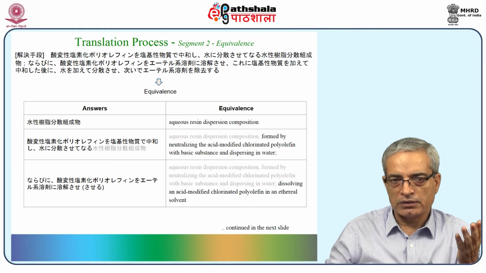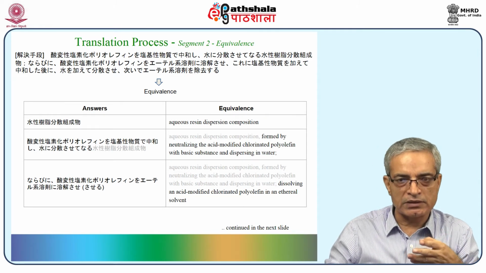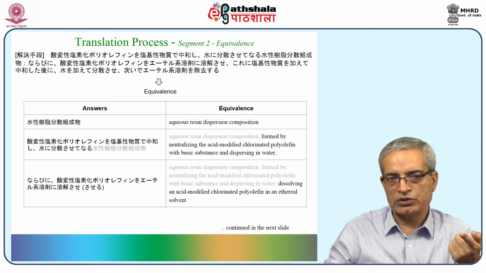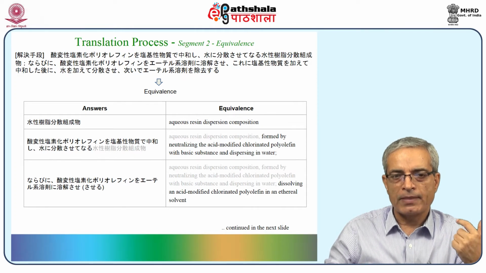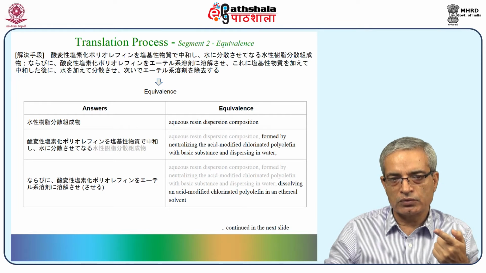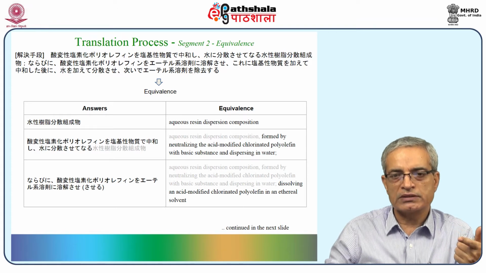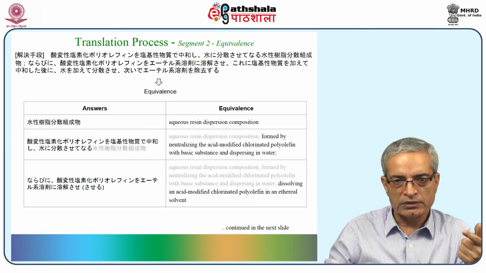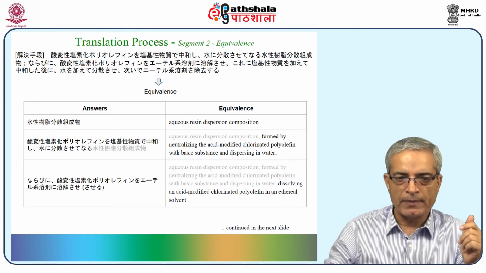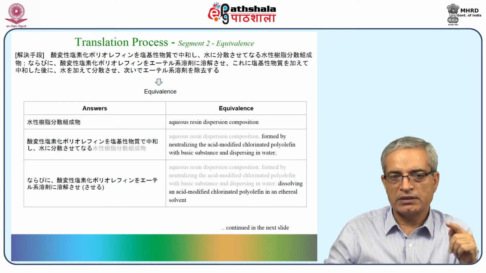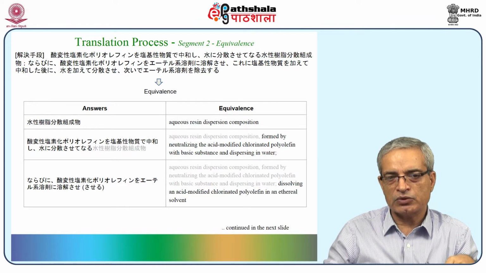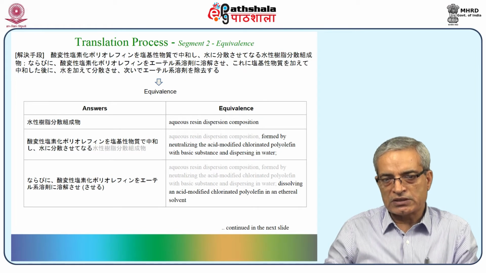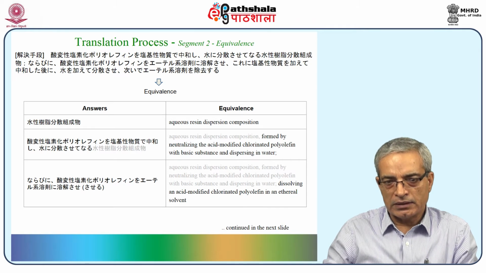These are the answers on the left hand side, and the equivalence is given on the right hand side. Suise jushi bunsan sose butsu was done earlier, it's aqueous resin dispersion composition or dispersion only. Then for the next one, ao bide chuwashi mizuni bunsan sasete naru, it comes as formed by neutralizing the acid modified chlorinated polyolefin with basic substance and dispersing in water. And narabini san hense ensoka poriorifin o ether ke yozai ni yokai saseru, it comes as dissolving an acid modified chlorinated polyolefin in an ether solvent.